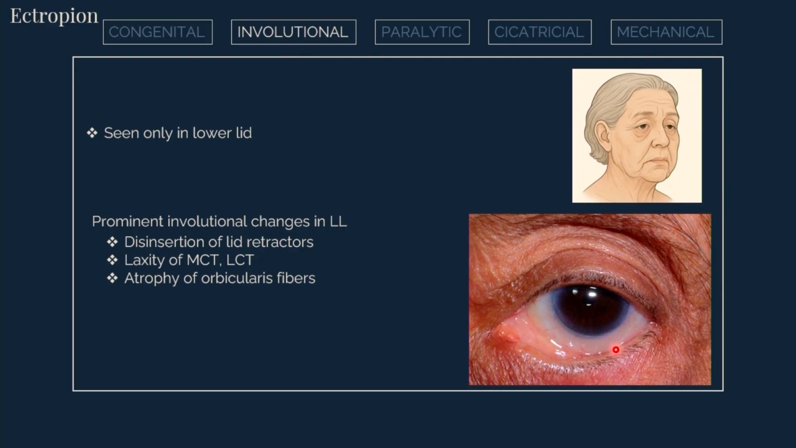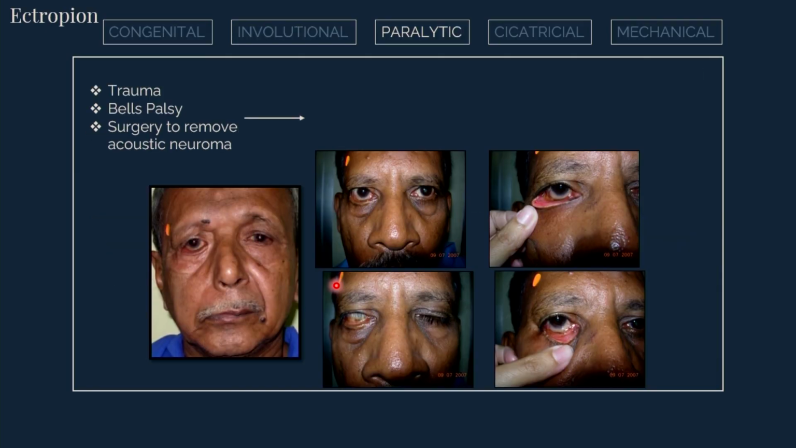Moving to involutional type, it is only seen in the lower lid. The cause is the age-related descent of the midface, which also causes displacement of the lid margin away from the globe. There are some prominent involutional changes, like we have discussed before, which is the disinsertion of lid retractors, laxity of the canthal tendons, or atrophy of the orbicularis muscles.